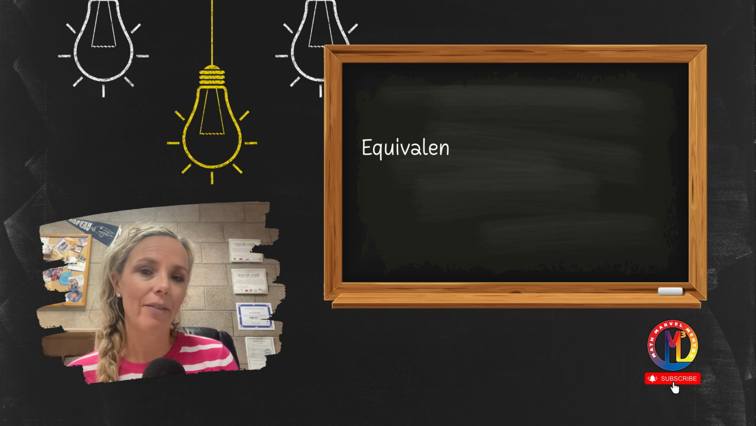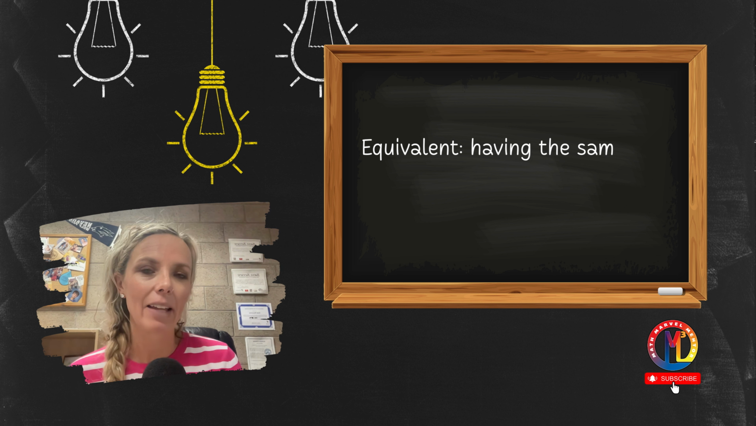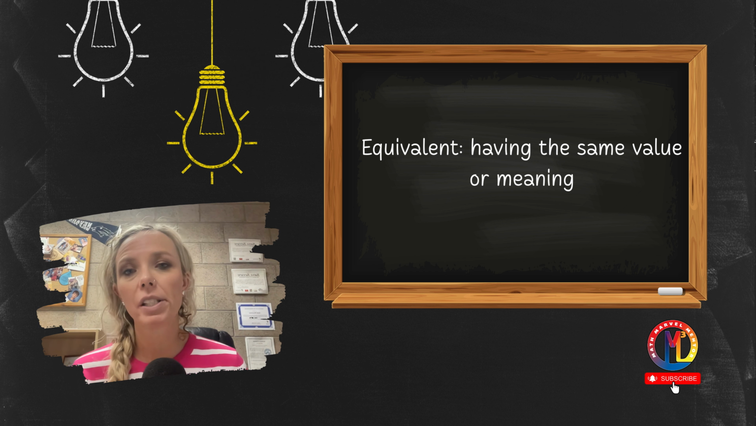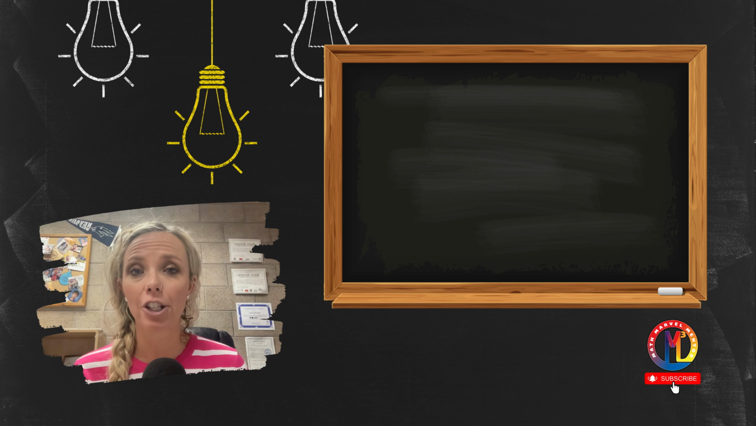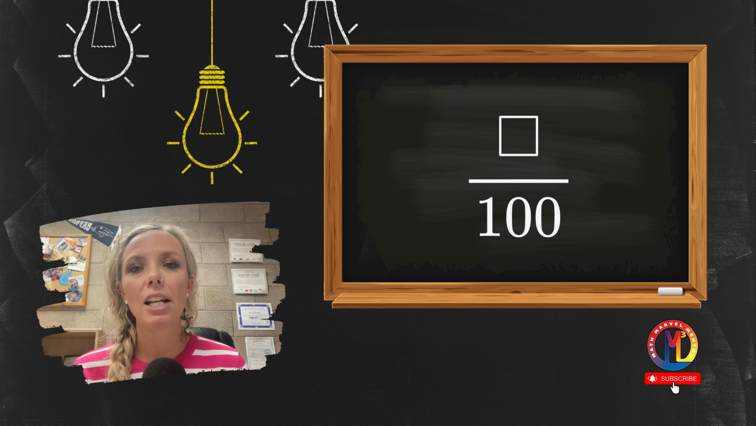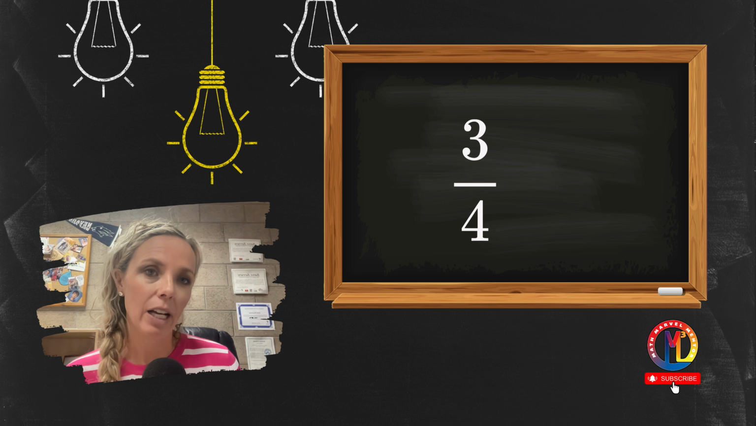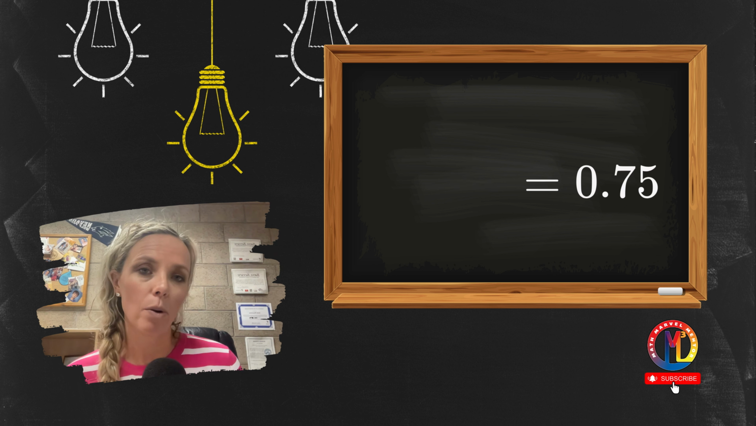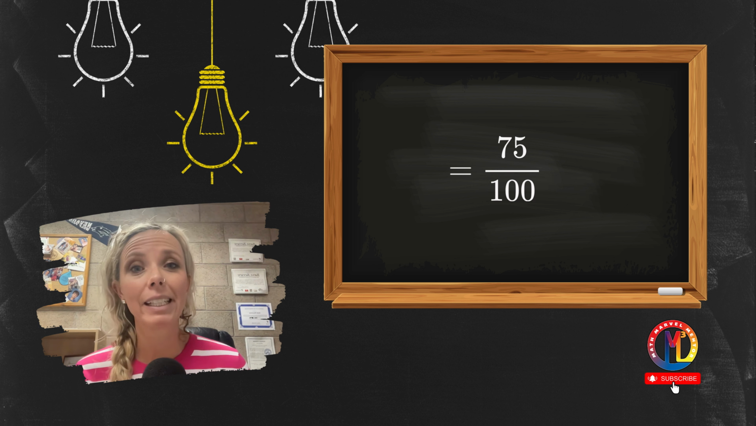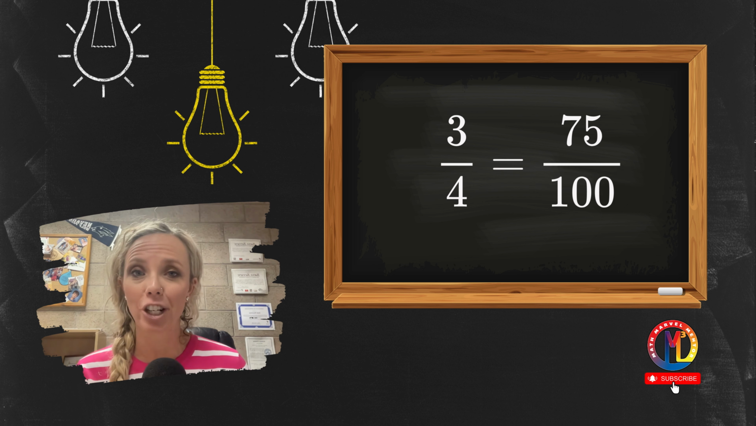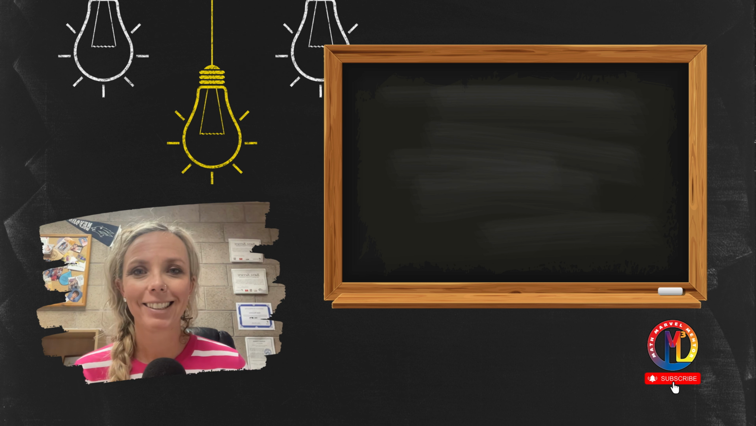Our next vocabulary word is equivalent, which means having the same value or meaning. And this is important when we're talking about percentages because all percents can be written in fraction form out of 100. If we have a fraction that we start with that is not out of 100, we can convert it to decimal form, find the percent, and then rewrite it as an equivalent fraction out of 100.